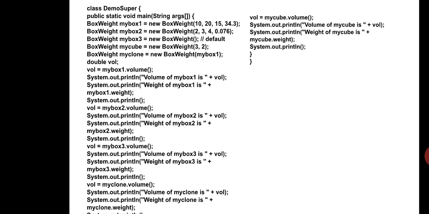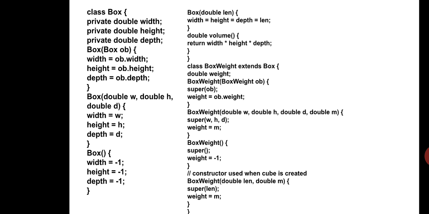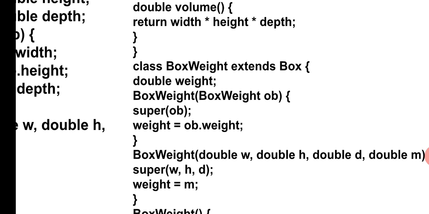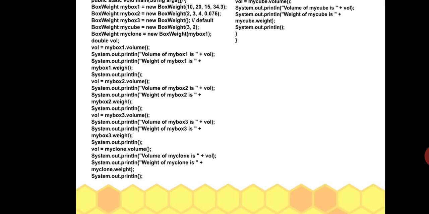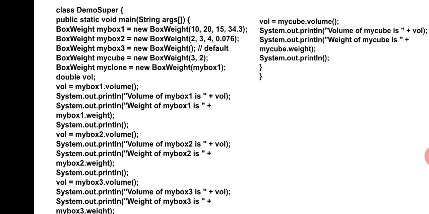Next, myclone, what happens? You are actually passing an entire object, mybox1, to my clone object. Now what happens when you pass the entire object? Which constructor will be called? The constructor with BoxWeight ob will be called. This constructor, BoxWeight of BoxWeight ob, will be called when you create myclone equal to new BoxWeight of mybox1, because mybox1 is an object, the entire object. That reference to the object is passed to the class BoxWeight.